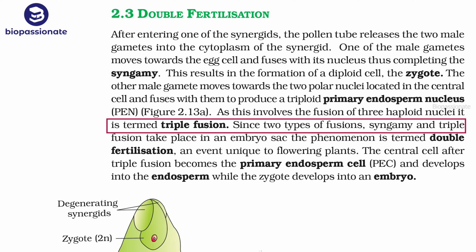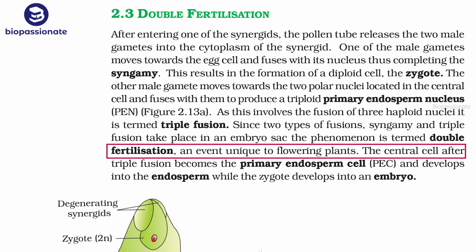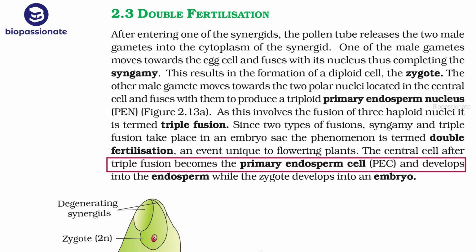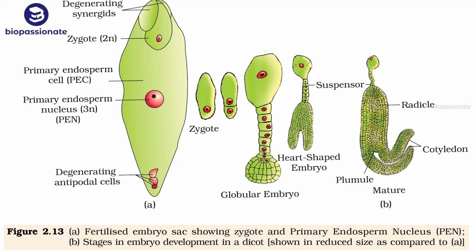Since two types of fusions, syngamy and triple fusion, take place in an embryo sac, the phenomenon is termed double fertilisation, an event unique to flowering plants. The central cell after triple fusion becomes the primary endosperm cell, PEC, and develops into the endosperm while the zygote develops into an embryo. Figure 2.13. A. Fertilised embryo sac showing zygote and primary endosperm nucleus, PEN. B. Stages in embryo development in a dicot, shown in reduced size as compared to A.